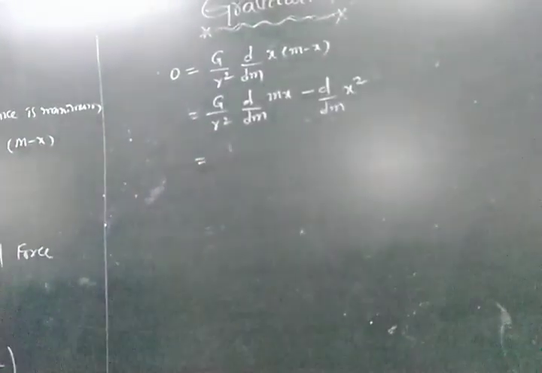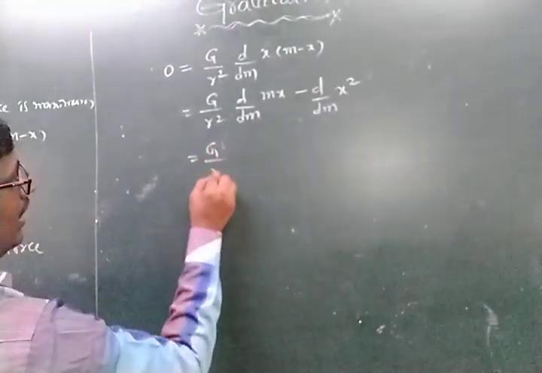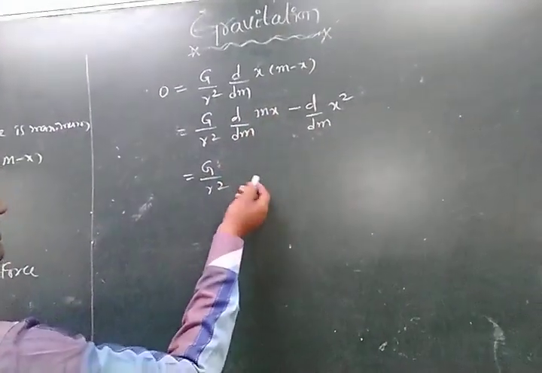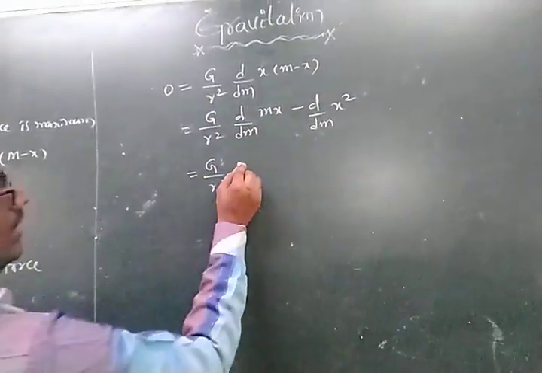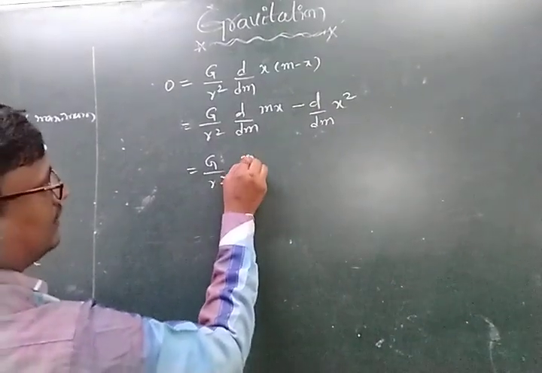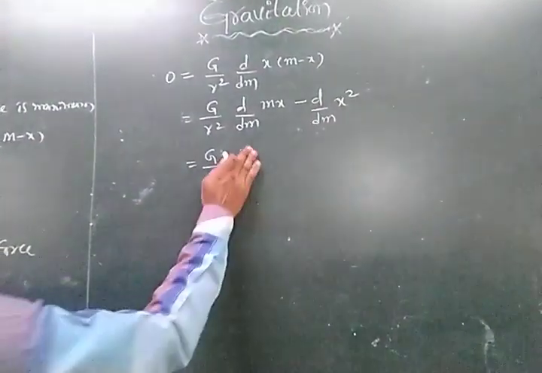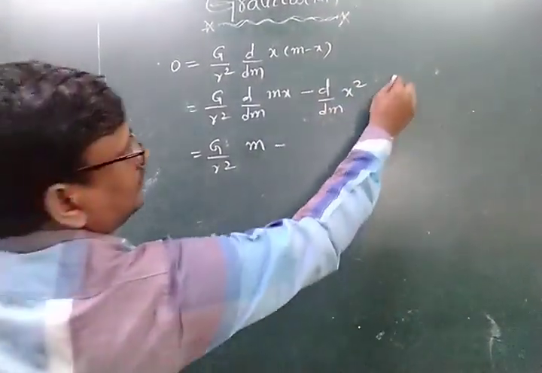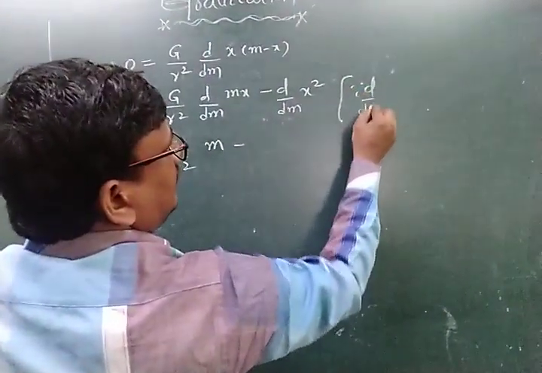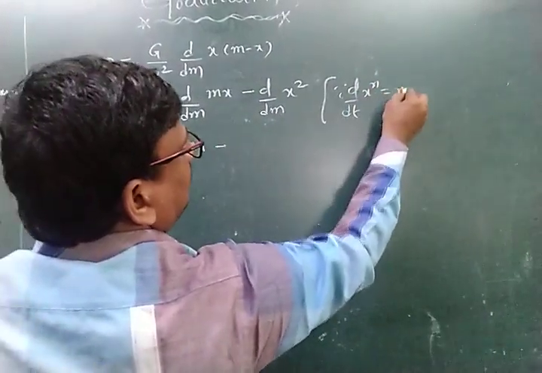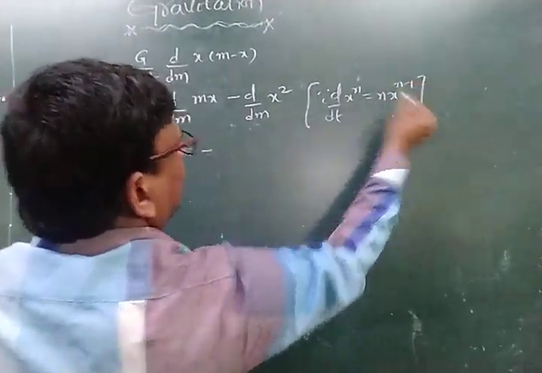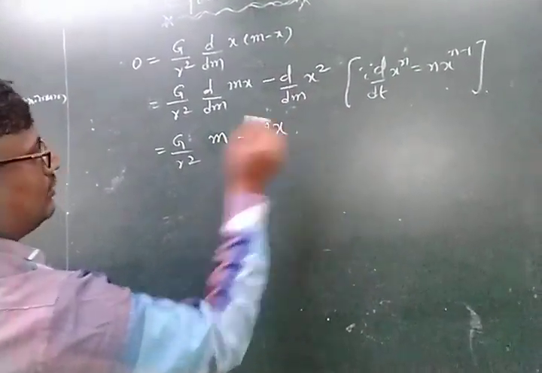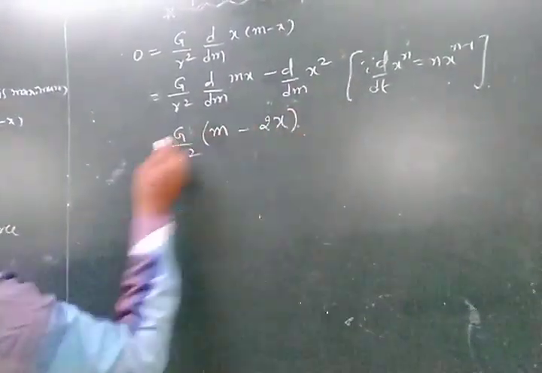Now write G by r square. Here M will be taken as common, dx by x is equal to 1, since this term is only for x. We know the formula d by dx of x power n is equal to n into x power n minus 1. So we can write that d of x square is 2x.